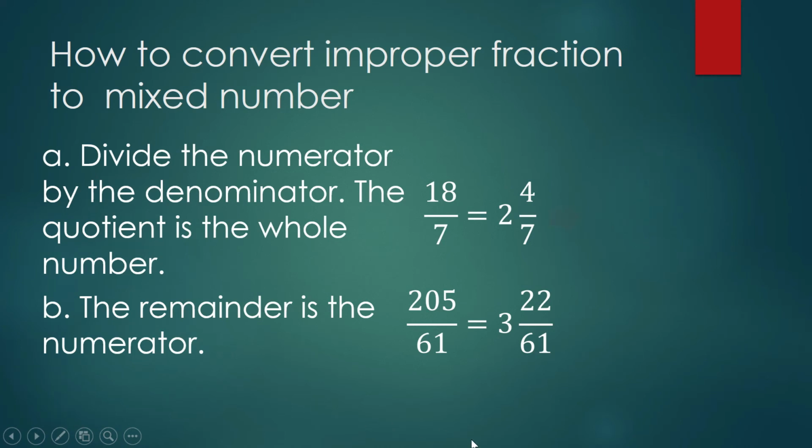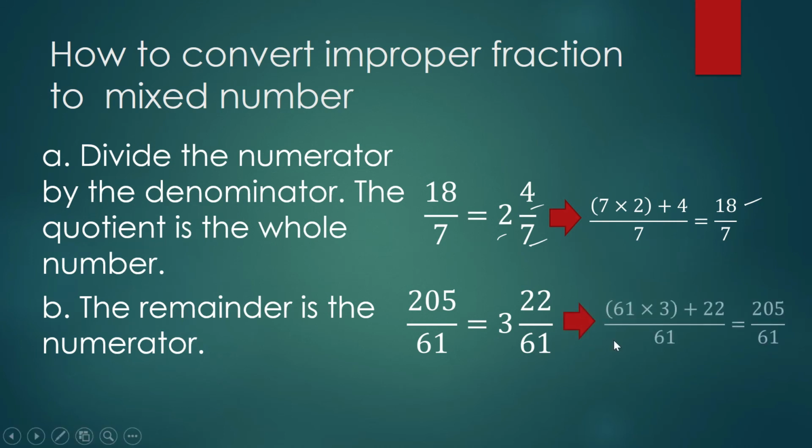If you want to check if you produced the correct mixed number, all you have to do is go back, reverse the operations. So 7 times 2 is 14 plus 4 is 18. 61 times 3 is 183 plus 22, that's 205. That is how you check if the result of your division is correct. You go back to multiplication.